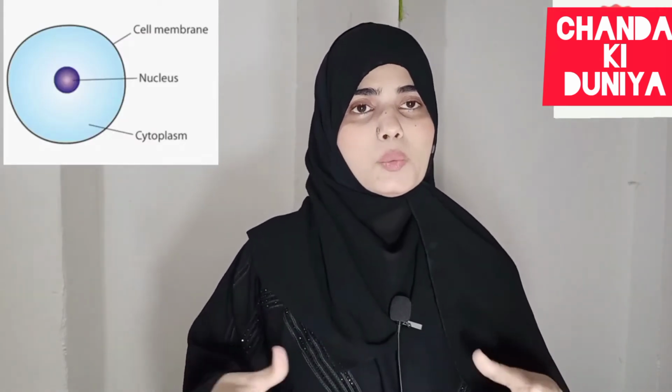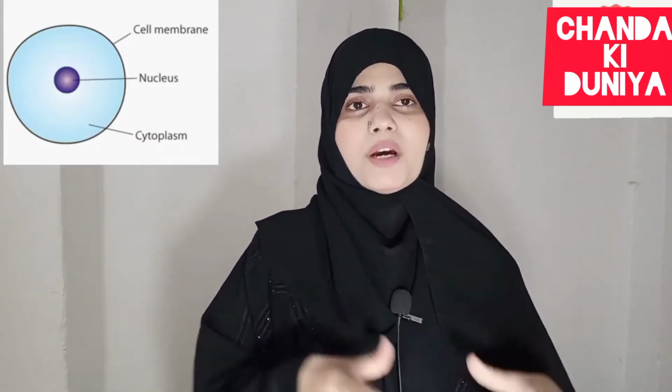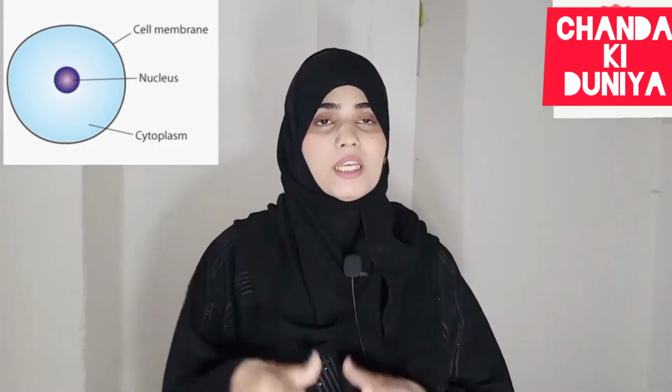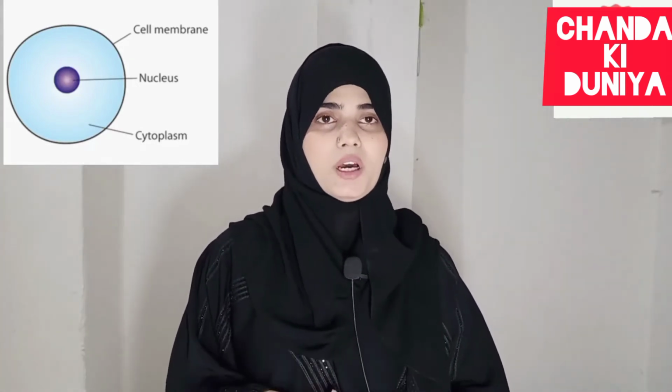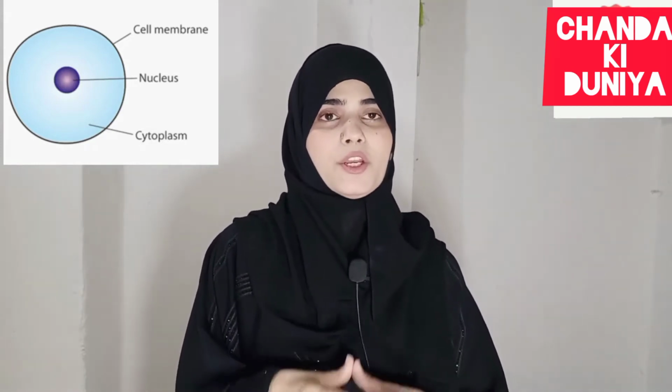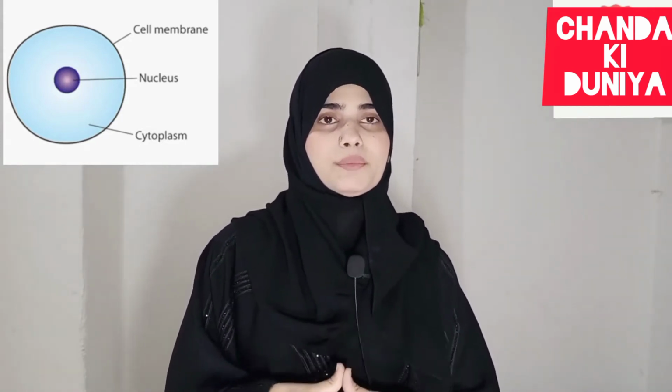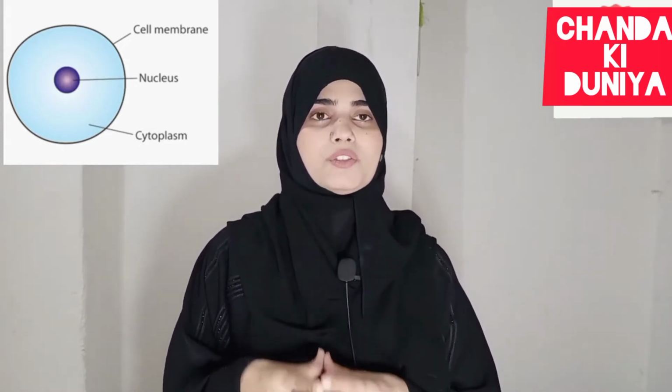In this video we will emphasize the eukaryotic cell. So we have to talk about the basic parts of the eukaryotic cell. There are three basic parts of a eukaryotic cell. Number 1, plasma membrane or cell membrane. Number 2, cytoplasm, and number 3, nucleus.